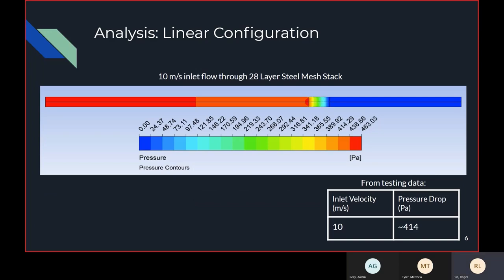Here's the ANSYS model for the linear configuration for an inlet velocity of 10 meters per second, created using the parameters mentioned before. We see the pressure drop across the mesh is about 460 pascals, as shown from the color distribution in the model above. This matches the pressure drop found from the testing data, as the pressure drop is about 414 pascals, as shown in the bottom right.